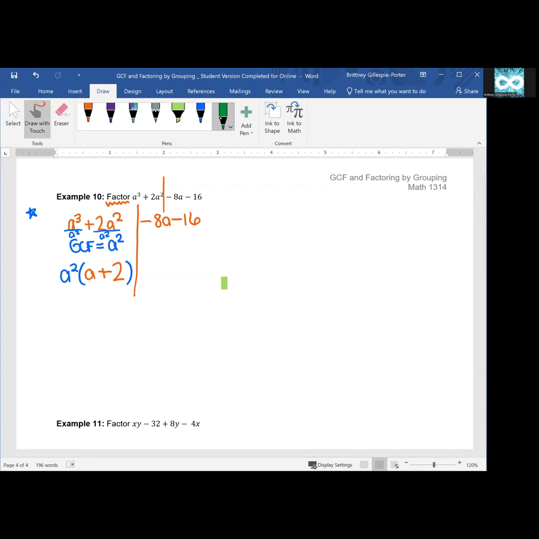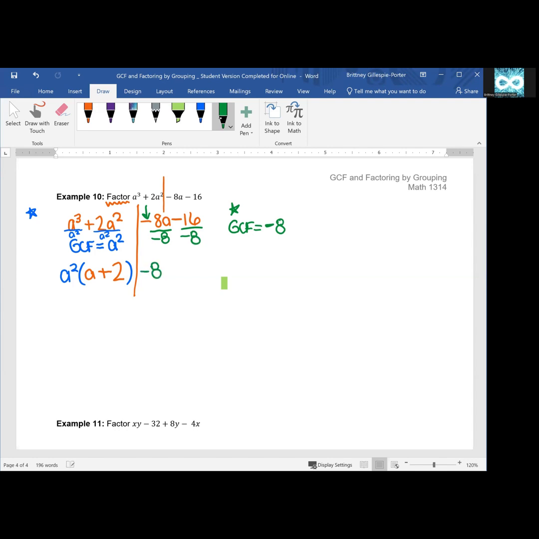Looking at the right side with the Capulets, the smallest of the numbers is negative 8. 8 goes into itself. 8 also goes into 16, which means that our GCF is going to include an 8. And since our first one is negative, we need to include a negative 8. But it's not going to have an a because the 16 doesn't have an a. So we're going to divide each of these terms by negative 8.